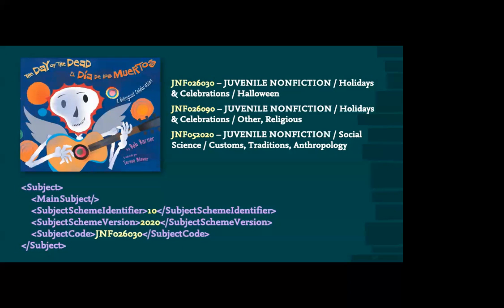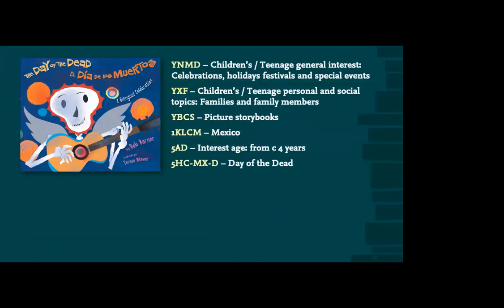Don't forget, if you have more than one BISAC code, you should indicate which one is the most important using the main subject flag. Then add your thema codes as well. It's a different scheme and it works in a slightly different way. It has subject codes, but in addition, it has qualifiers for places, time periods, educational purposes, and so on.